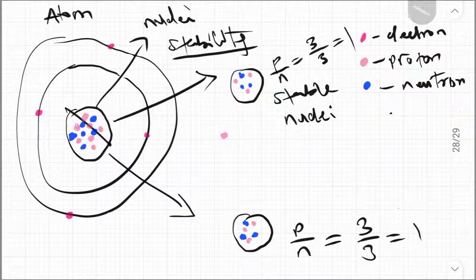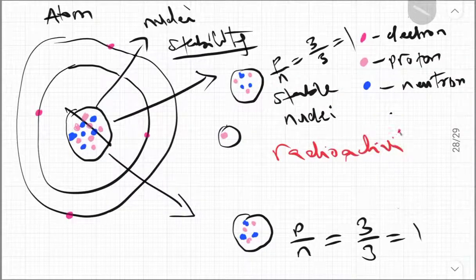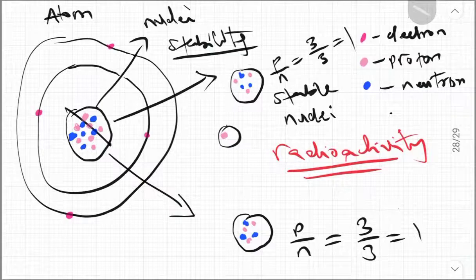So in the process, a proton was lost, right? So this is the idea. This is actually the idea about radioactivity. Right? This is actually the idea about what? Radioactivity. So radioactivity is the spontaneous disintegration.